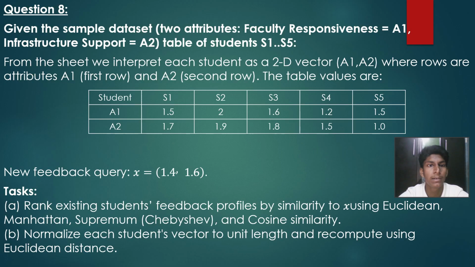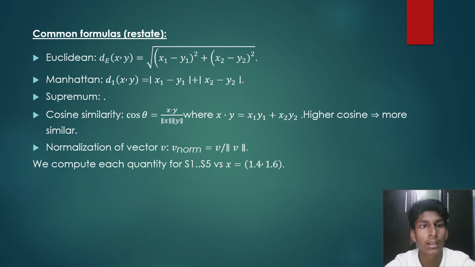Question number 8. Given the sample dataset with two attributes, faculty responsiveness A1 and infrastructure support A2, we have a table for students S1 to S5. So what is our task? Rank existing student feedback profiles by similarity using Euclidean, Manhattan, supremum and cosine similarity. Then normalize each student's vector to unit length and recompute using Euclidean distance. Here are the common formulas we will be using for Euclidean distance, Manhattan distance, supremum, cosine similarity and normalization of a vector. So let's calculate all this.